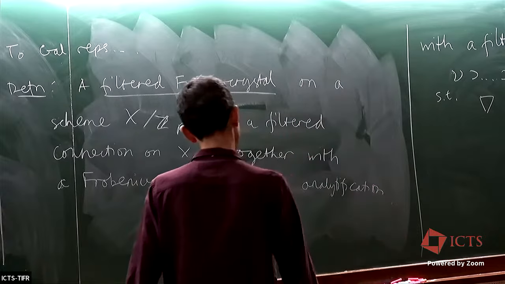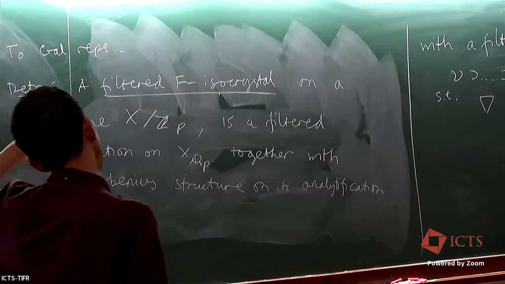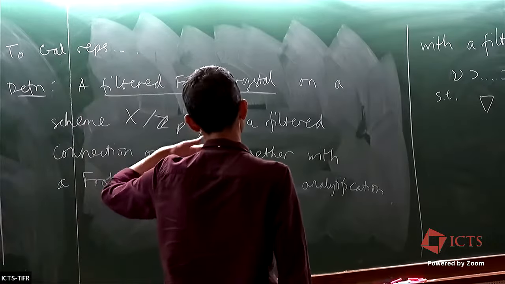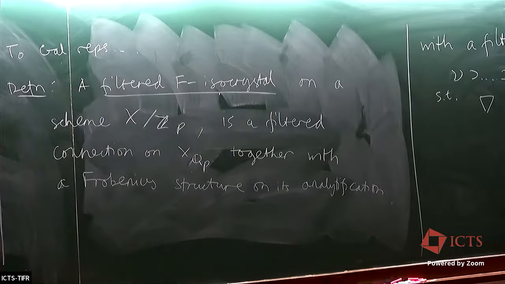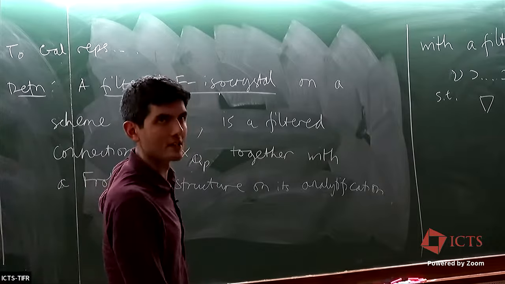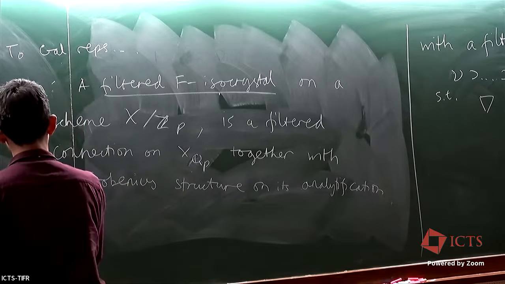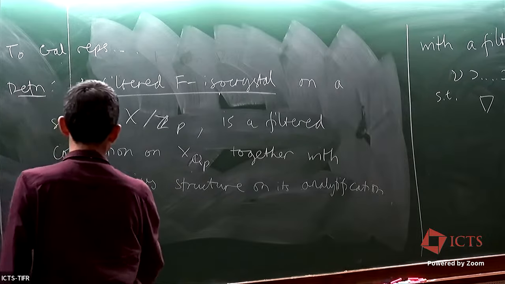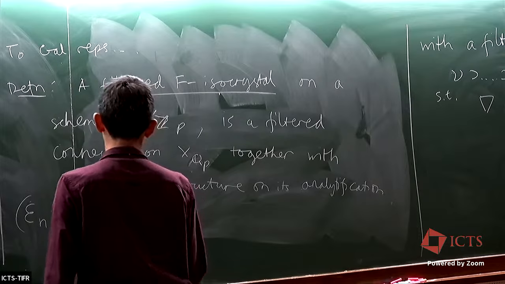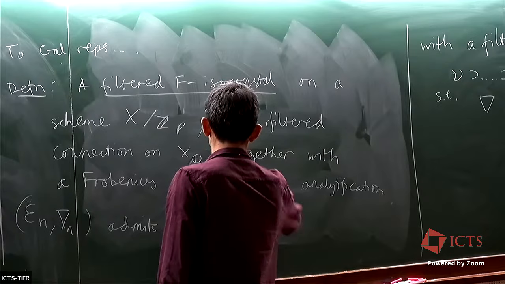So what's its analytification? You can think of this connection as a connection on the Berthelot generic fiber of the formal completion of X along its special fiber, and then you're asking that that is an overconvergent isocrystal which admits a Frobenius structure. So what these two results I stated have shown is that E_n with nabla_n admits a filtered F-isocrystal structure.